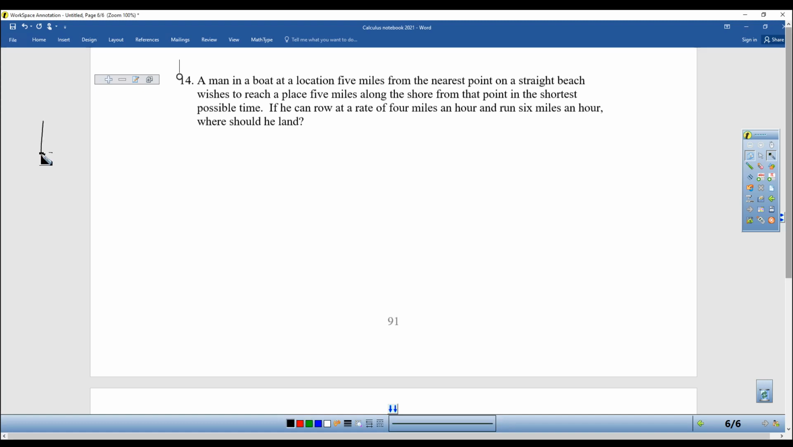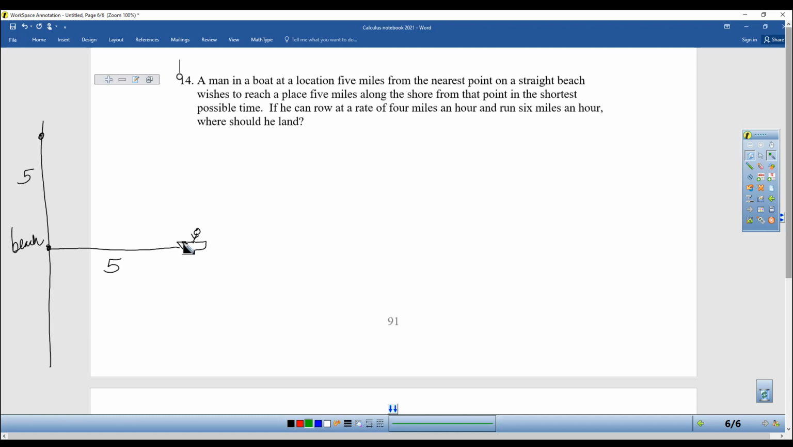So let's try and draw a picture of this. Here's our beach. Here's our little man in the boat. So it's 5 miles from the shore if he goes to the nearest possible point. But he actually wants to go to a place that is 5 miles north of his point, or 5 miles away from that point on the shore. So the question is, where should he land?